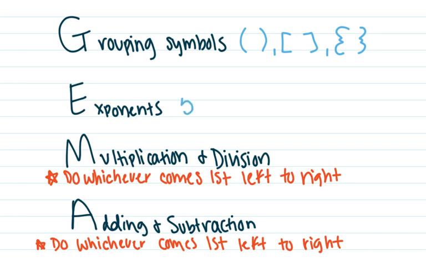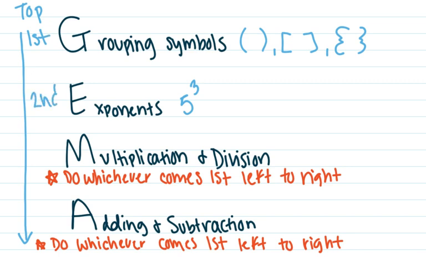Exponents is what we have been talking about recently. If you see an exponent in your math, you will solve that second. So you start here at the top, and you work your way down. It's almost like you're on the top floor of a building, and as you go down the elevator, you're stopping at every floor and doing these in this order. So again, the first thing you're going to check is grouping symbols. The second thing you're going to check for is exponents and then solve them.